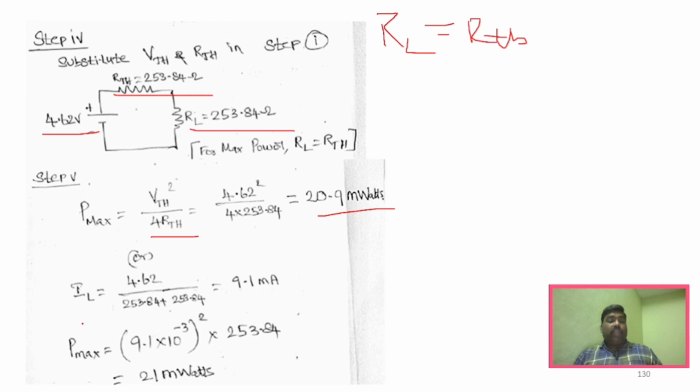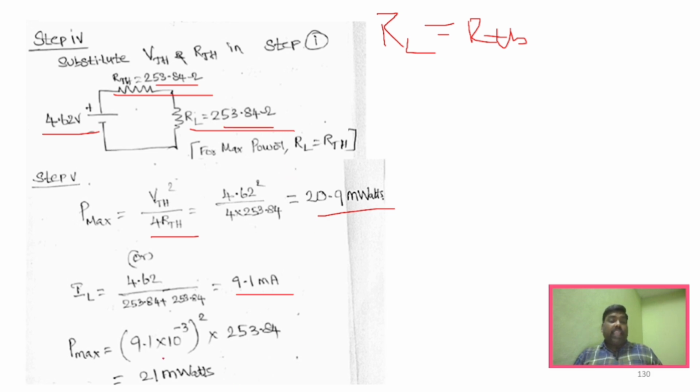Similarly, you can also find the IL current. What is IL current? V divided by R. If it is VL, we have to find I. So it is V divided by R, where R means you have to consider both these resistances. It's series, right? So it is 9.1 milliamp. 4.62 divided by 253.84 plus 253.84.